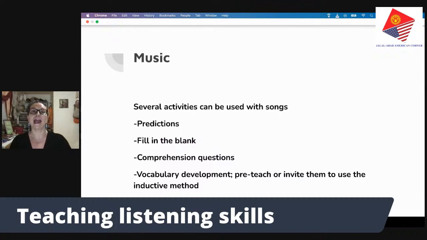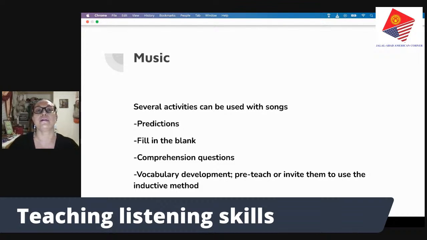Or you can do it after they do that extensive exercise, after they do the predictions, and before you give them the reading of the lyrics, because then they might have some things that are a little bit more advanced or particular that they don't know immediately. You can also invite them to use the inductive method.